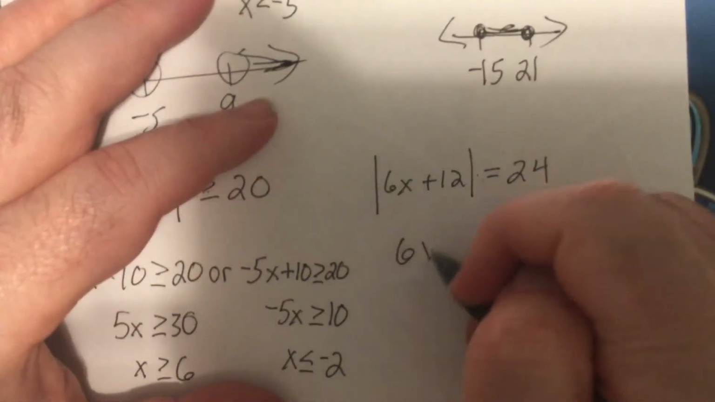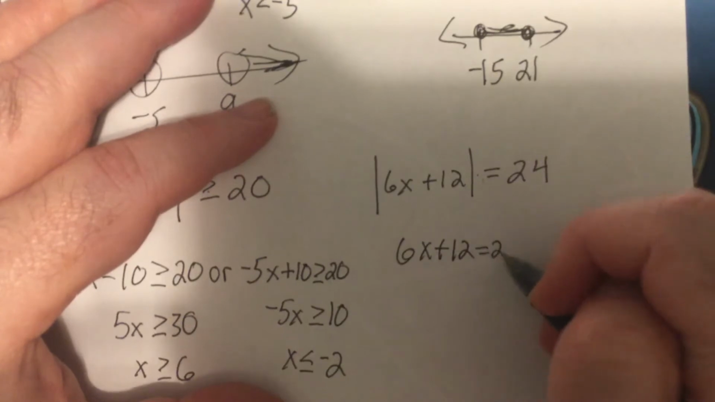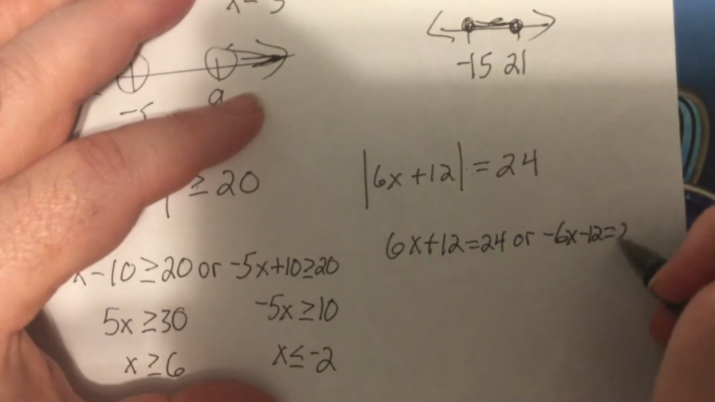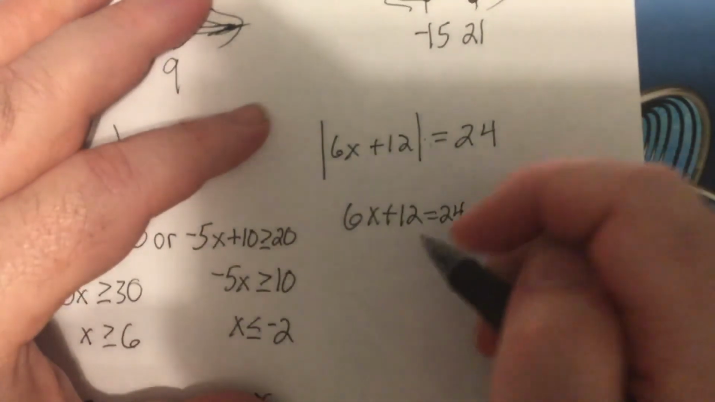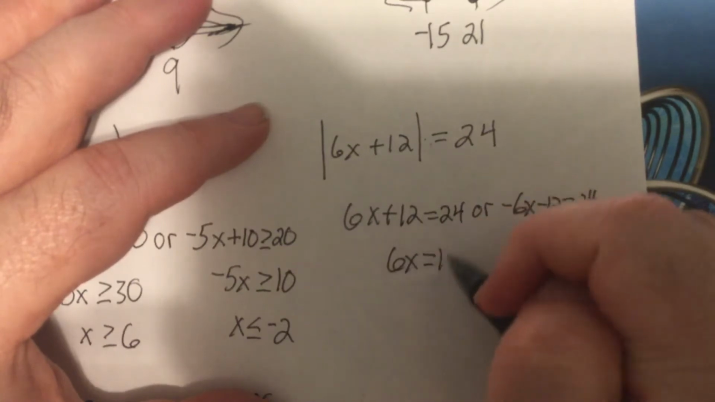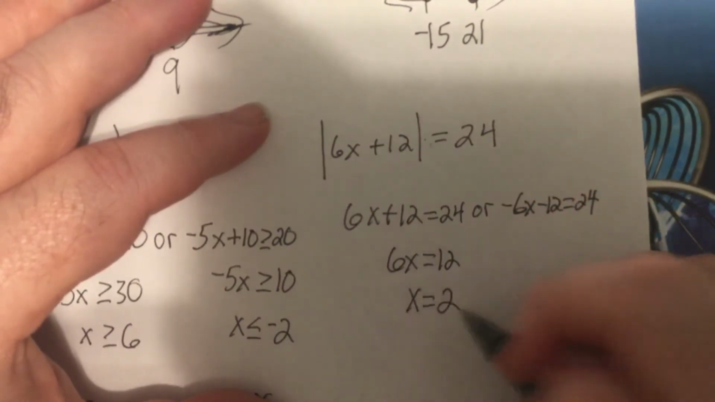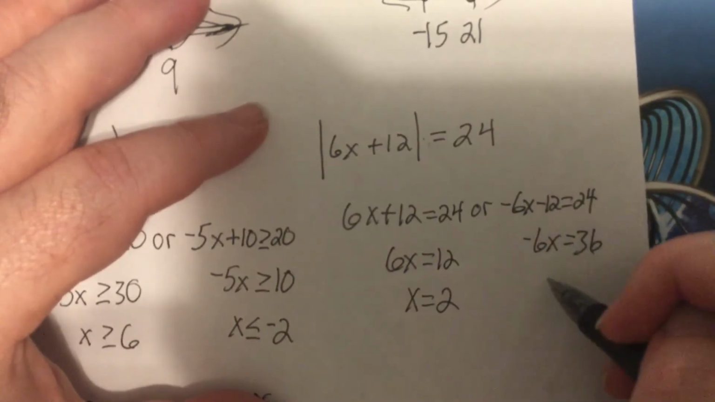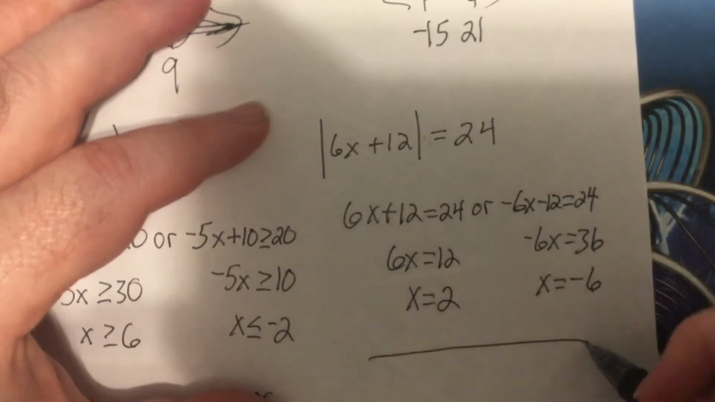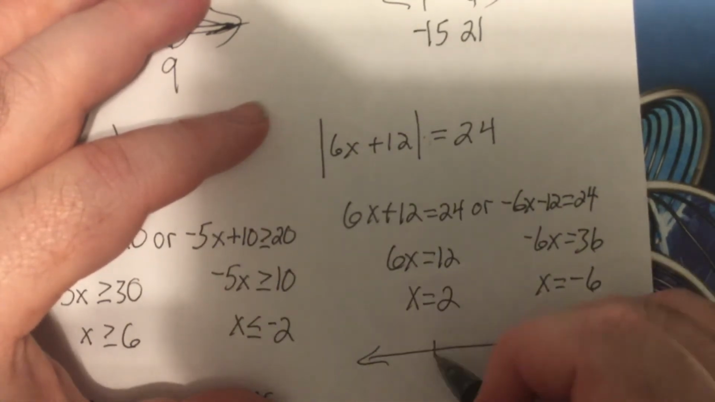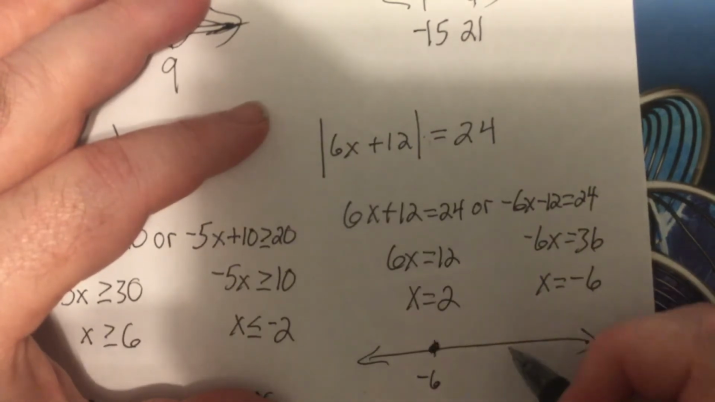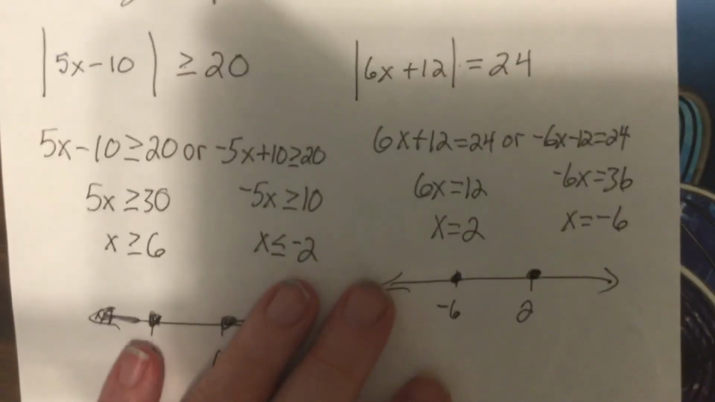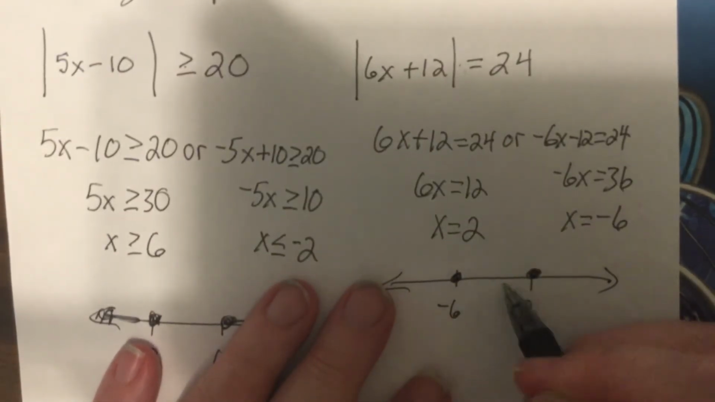Then this one, 6x plus 12 equals 24, or the opposite. Subtract 12. Divide by 6. Here, add 12. Divide by negative 6. Now, there's no inequality, so there's no shading. You just have a dot, and you have a dot. Tricky. If you got this right, I'm impressed.